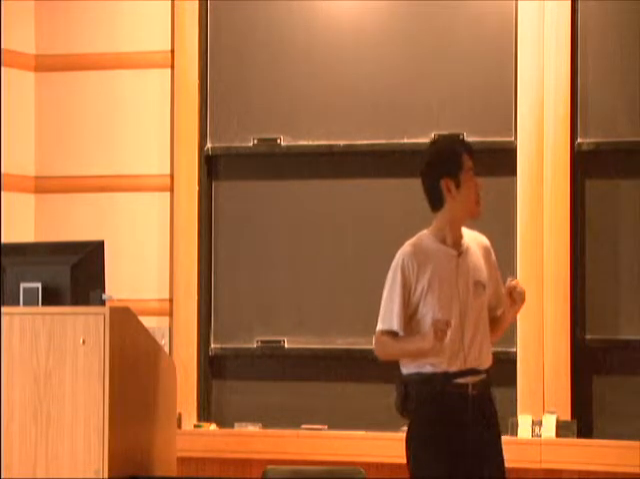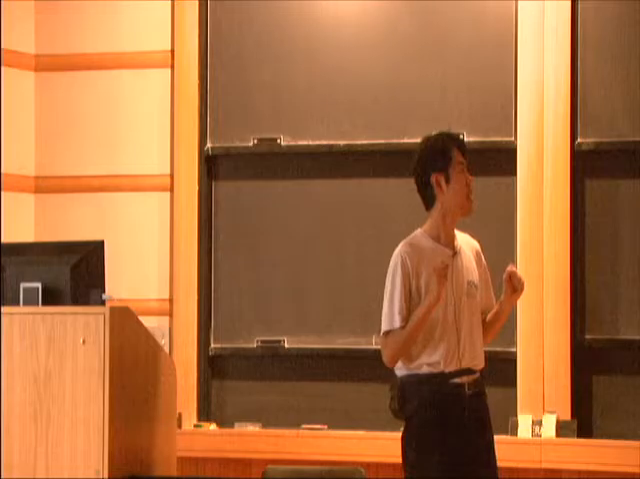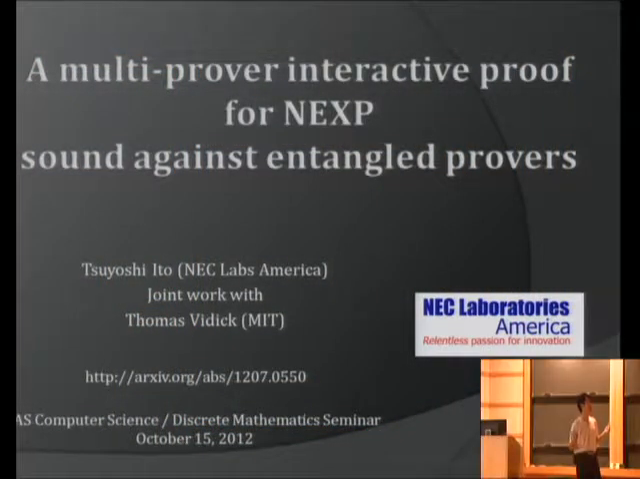Thank you. So today, this topic is multiple interactive proof in quantum computing settings. Interactive proof is one of the central topics in computational complexity theory. Before that, this is a joint work with Thomas Bidiek at MIT, and the paper is available online.